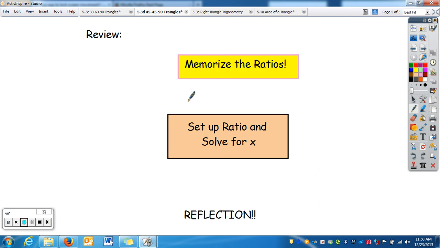Again, to review, very similar to 30, 60, 90 triangles, you just need to memorize those ratios. So you have two triangles you have to memorize the ratios on. Again, you set up the ratios, you set it equal to the ratio, and then you solve for x to help you figure it out.